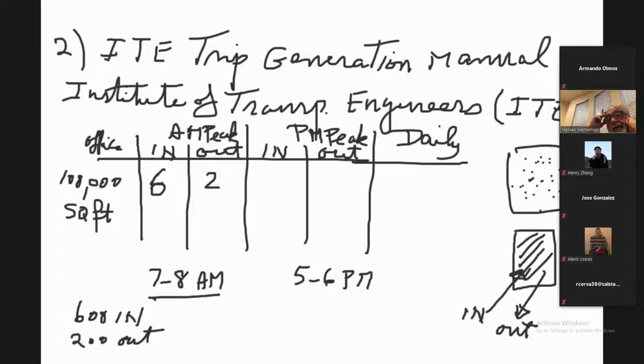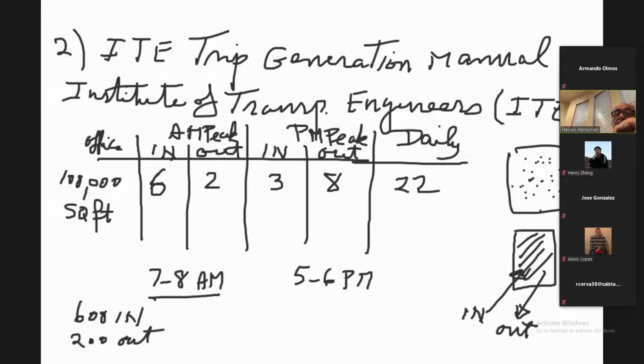And on the PM peak, you might have, again, 3 going in and 8 coming out. That means 300 going in and 800 coming out. And then we have a daily. So you might have, let's say, 22 daily. That means 2,200 people making a trip going in and out.